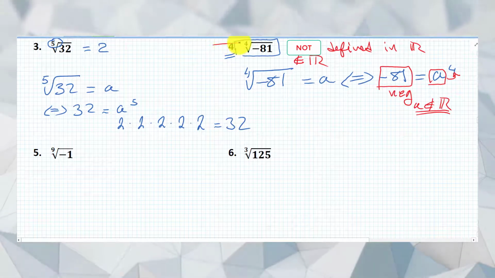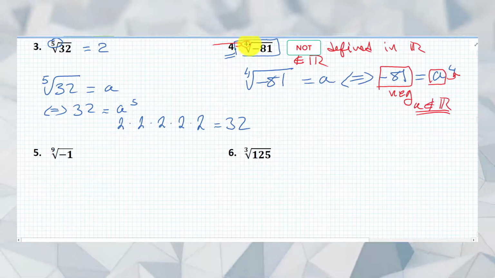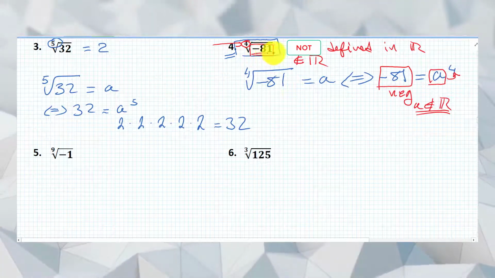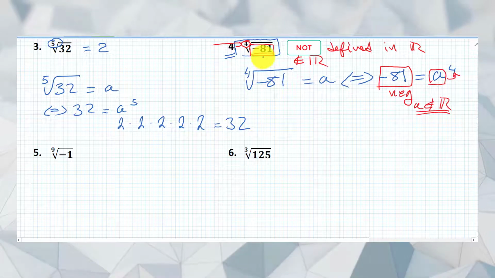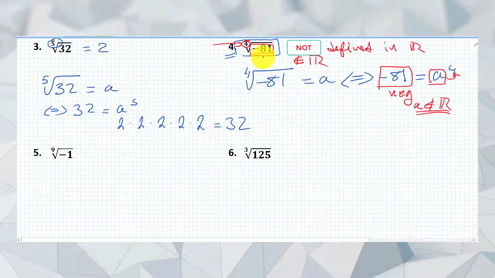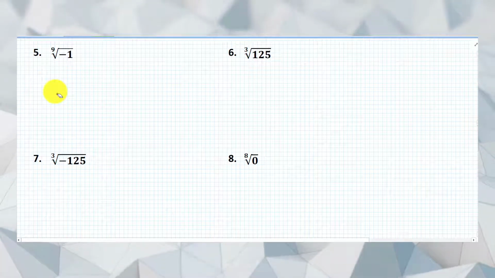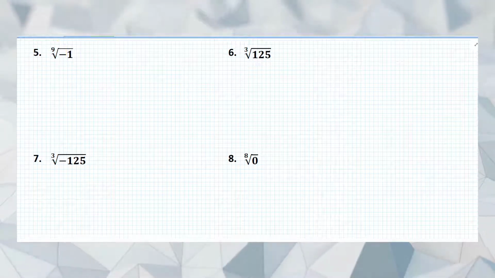Check out the statement. We said when this n is even, then the input of the root must be positive. This is not defined for a negative input. Okay, all right, let's move on to example number 5. I'm supposed to find the ninth root of negative 1.